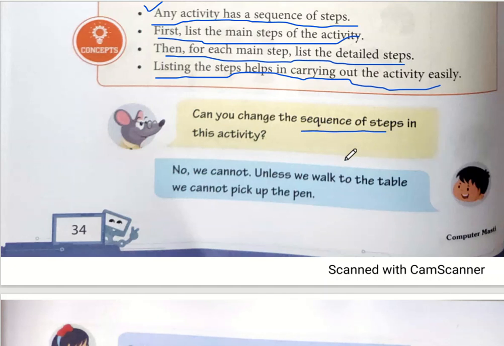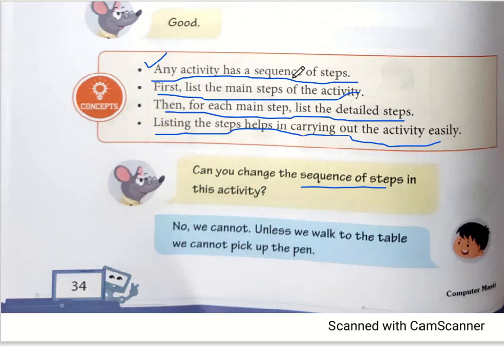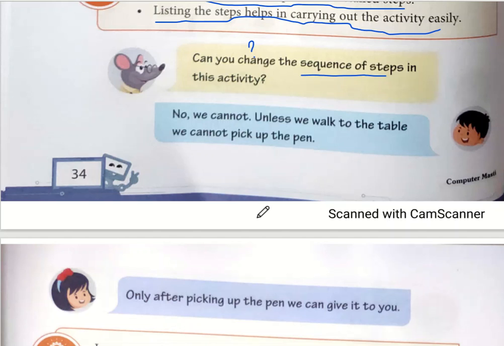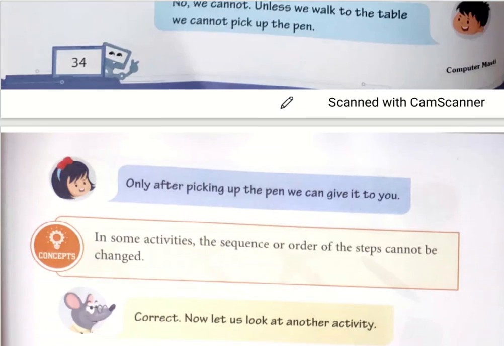As we have seen here, every activity is a sequence of steps. Any daily routine activity we take, every activity has some sequence of steps. But now the question is, can we change the sequence of the steps? Can we? So here the answer is that for some activities we can change the sequence of steps, but not for all.